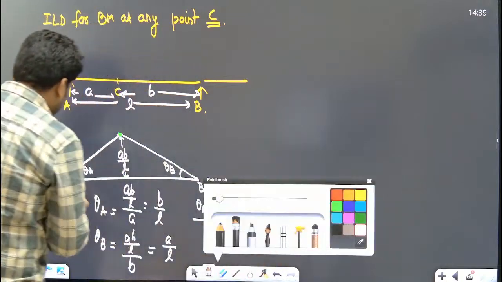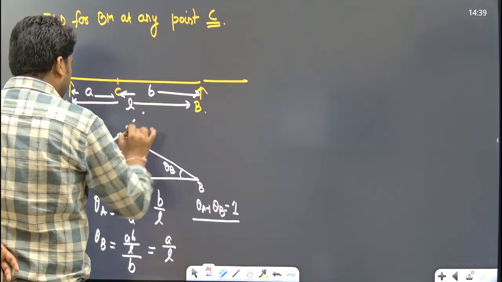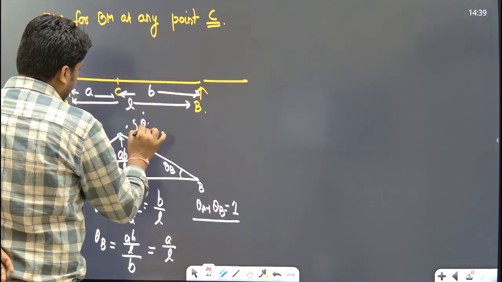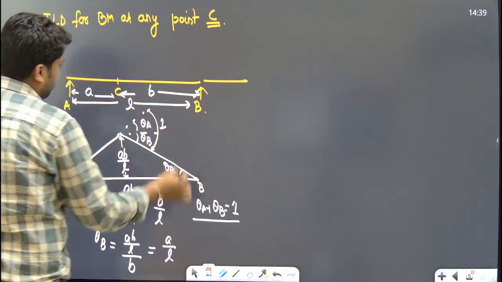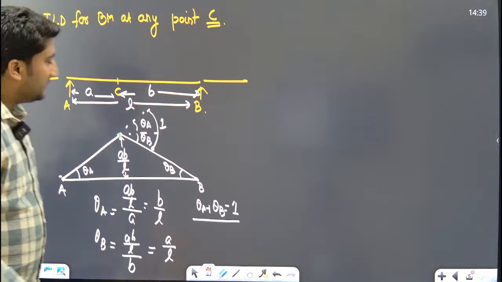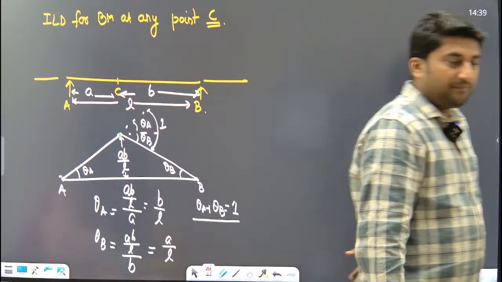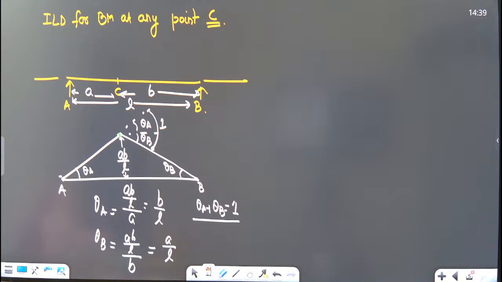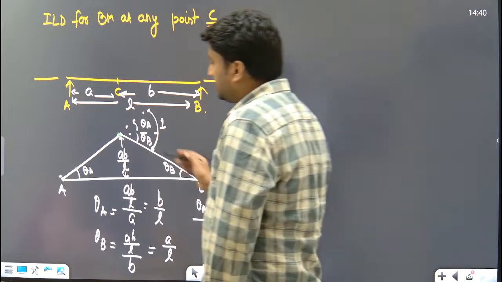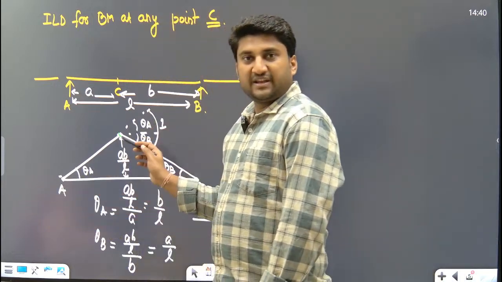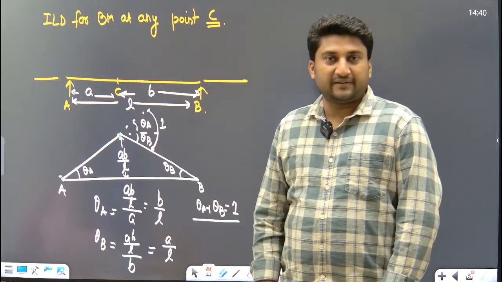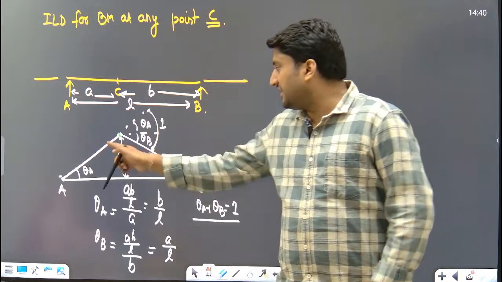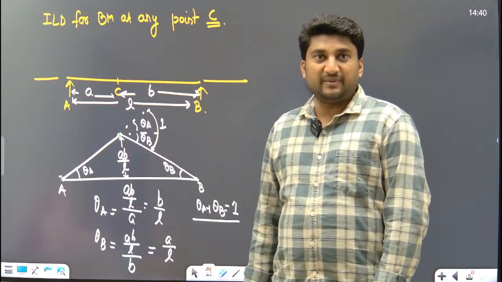Total rotation is 1. This is theta A, this is theta B, and this total rotation is 1 unit. Lift the beam. Assume, without removing the support, an imaginary hinge at C and lift the beam at C by AB by L coordinate such that the total rotation between these two lines will be 1 unit.